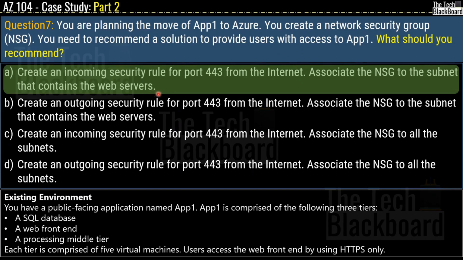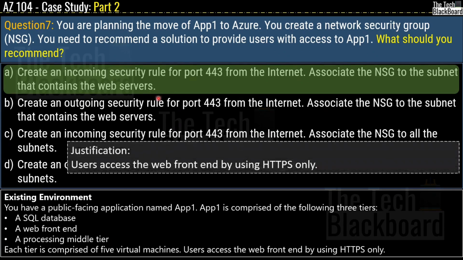And I'm pretty sure that you want to know the justification. The justification is that the users access the web front end by only using HTTPS. And that's why we have chosen option A, where we have to create a security rule for port 443 from the internet and also associate the NSG to the subnet that contains the web servers.